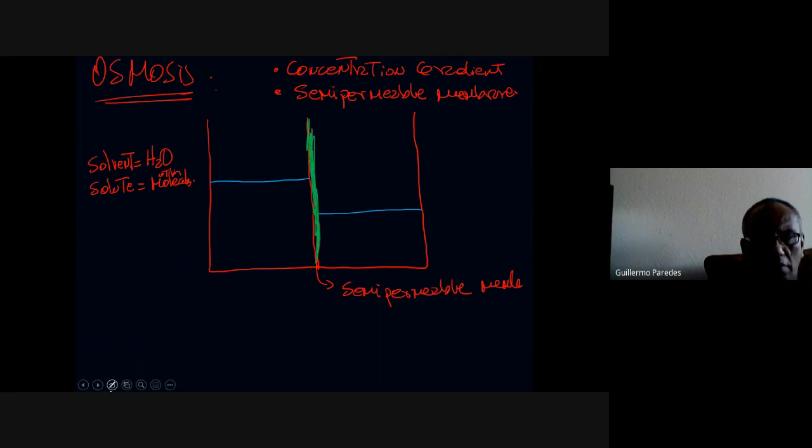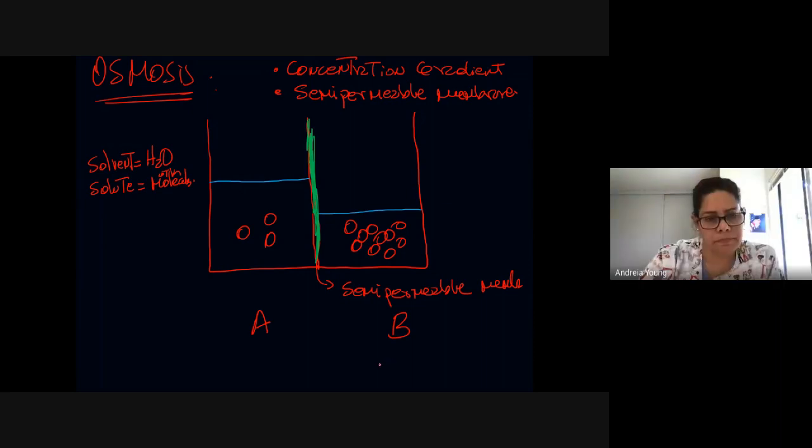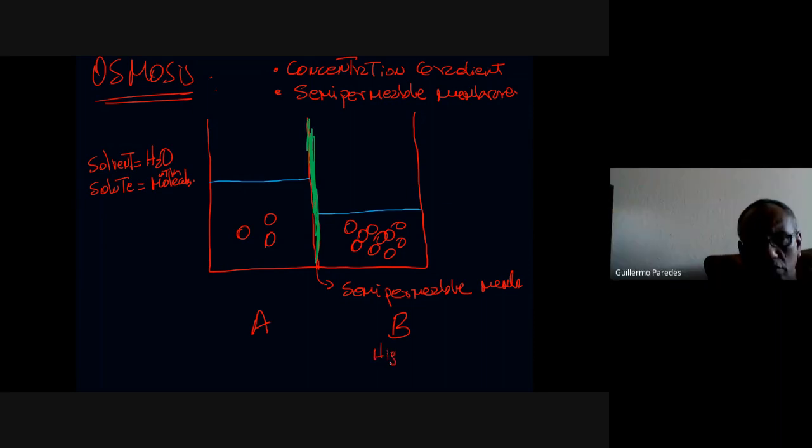Now, inside we are going to have the solutes. For example, you have here one, two, three solutes. And here we have one, two, three, four, five, six, seven, eight, nine, ten solutes. Okay? All right. So where is the high concentration, A or B? B. B, high concentration.